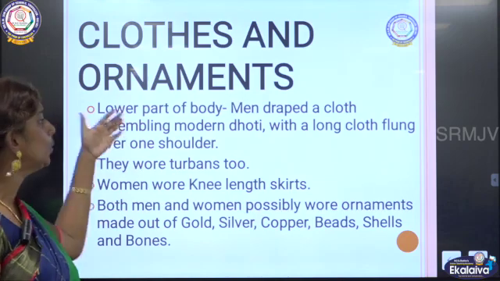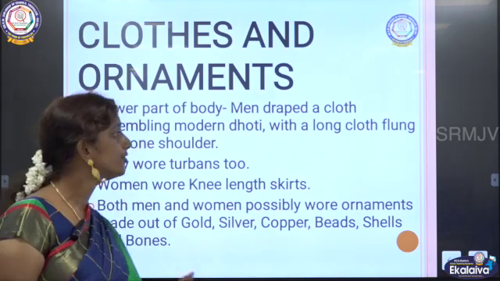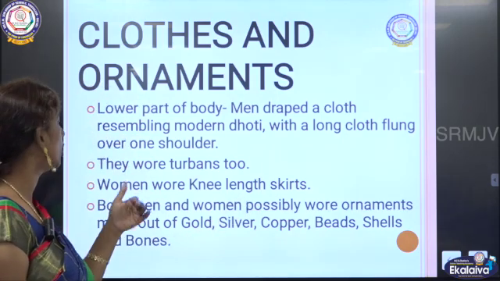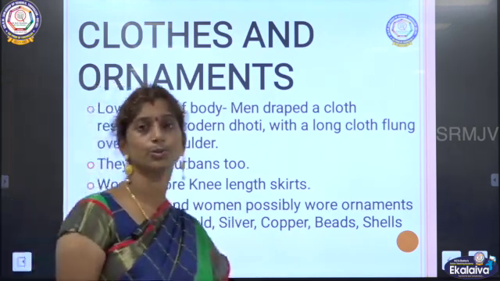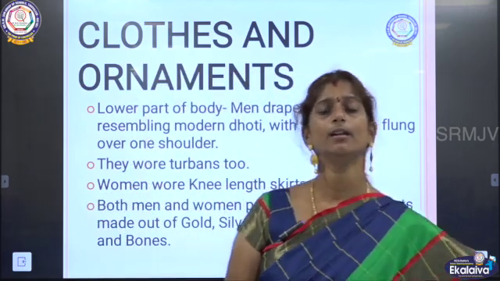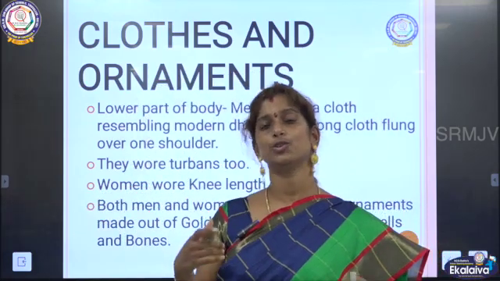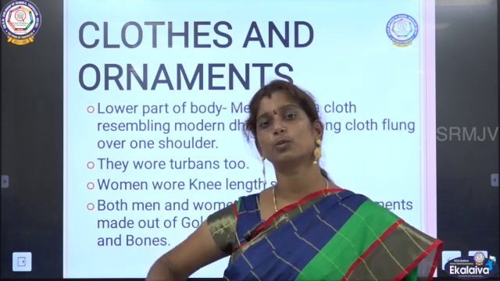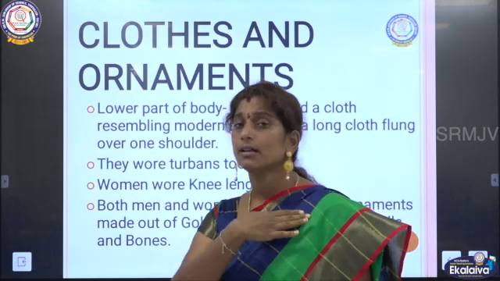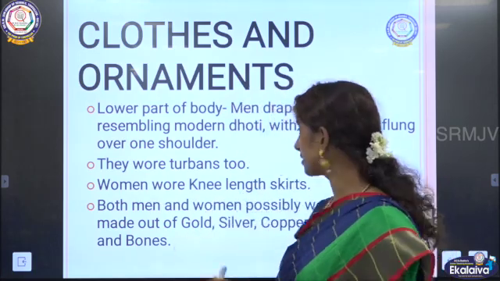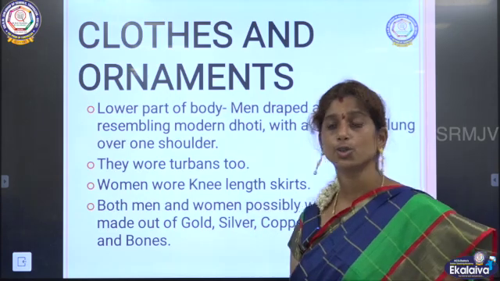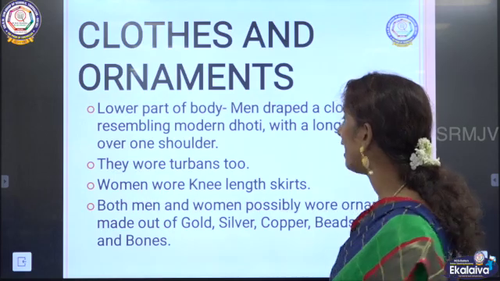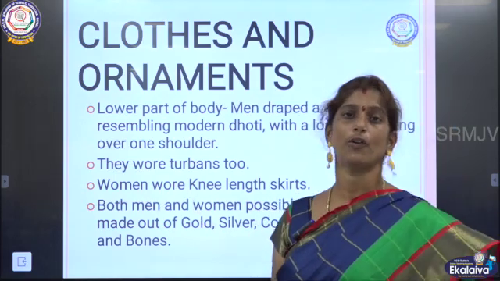Then, for the lower part of the body, men draped a cloth resembling the modern dhoti, with a long cloth flung over one shoulder. So, we call it a dhoti today. Okay. So, in Harappan civilization, men were wearing a cloth on the lower part of the body, and it was just flung over the body and put on their shoulders, right. So, this was the pattern of clothing in Harappan civilization, and they also wore turbans on their head.